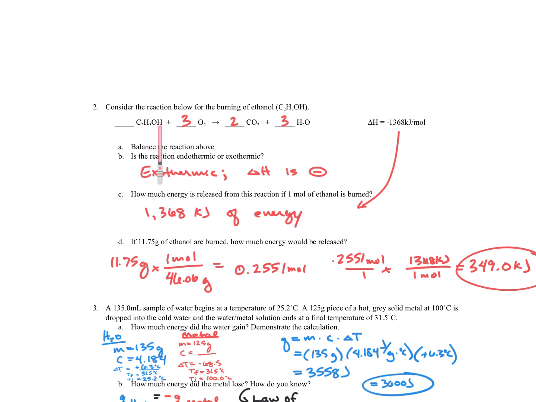I hope this makes sense, because if you burn stuff, you can feel it getting warmer. The energy is coming out of the reaction and going into the surroundings. So if the delta H is negative, then the reaction is exothermic.